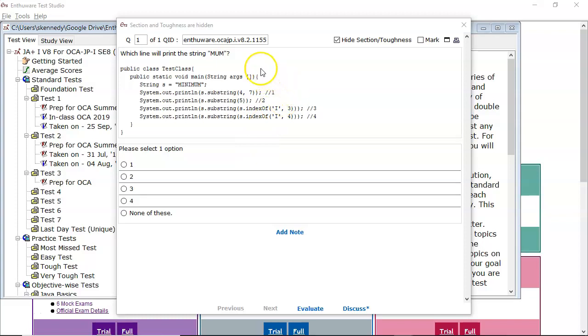In this video I'd like to look at a question from the N2R 2.1155. It's from their OCA question bank for Java 8. Which line will print the string mum? So you're given the string S set to minimum and then you're given various options. So what I'd like to do is draw that out and show you what you get from each of those.